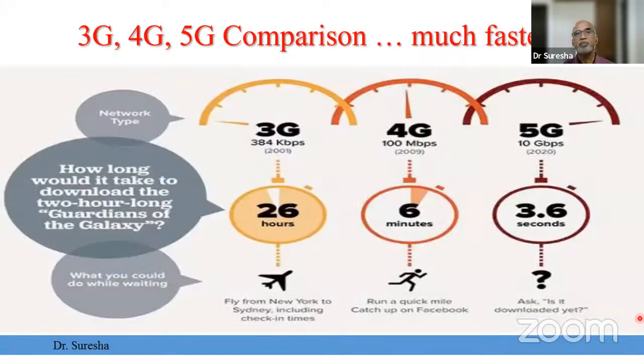So I have given one simple example of how much faster it is. For networks 3G, 4G, 5G, how long would it take to download the 2-hour-long Guardians of the Galaxy? Here it is 26 hours, here 6 minutes, and here 3.6 seconds. You can see the speed from 3G to 5G.